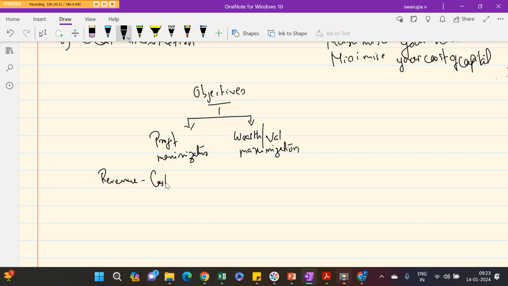That is your profit. This way you will see in your P&L account what is the last line in your P&L account. It gives you the net profit and profit after taxes and all of that. But what is wealth or value? What is the difference between profit and wealth, or price and value?